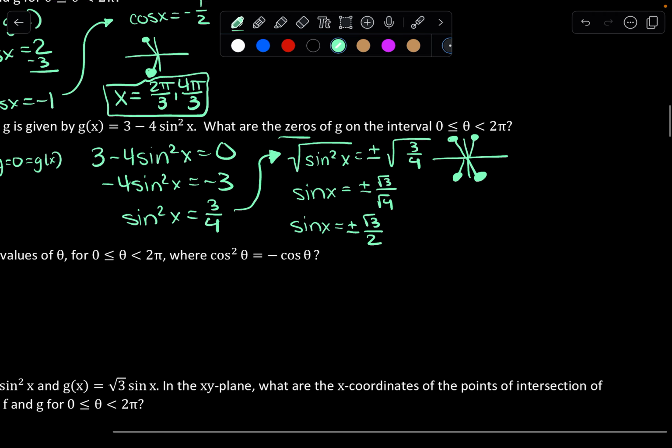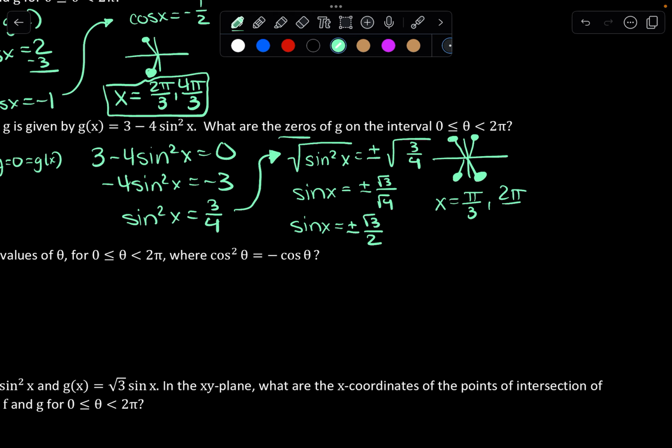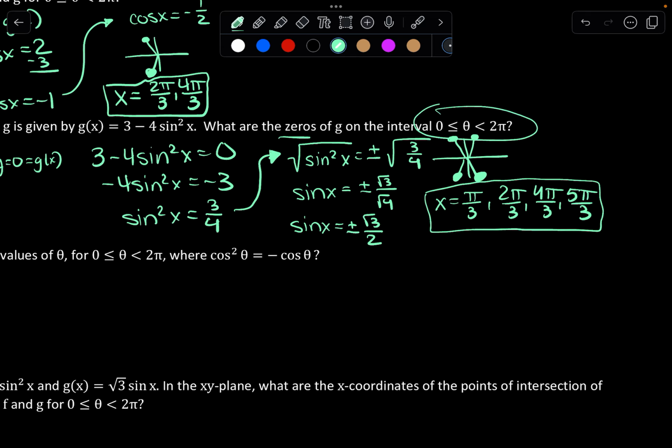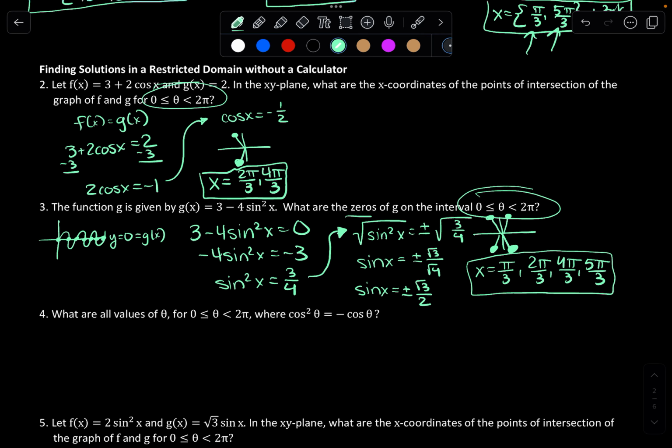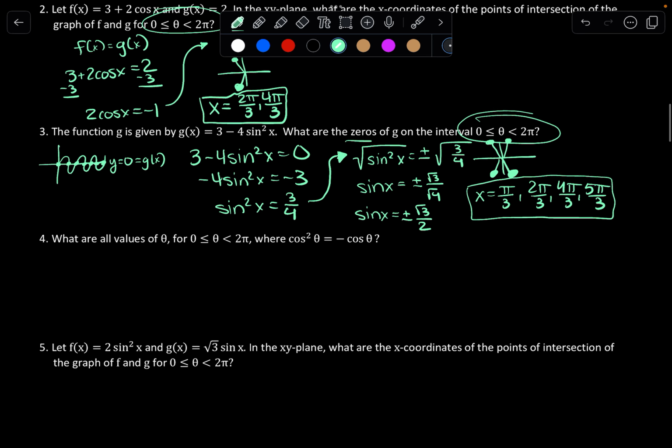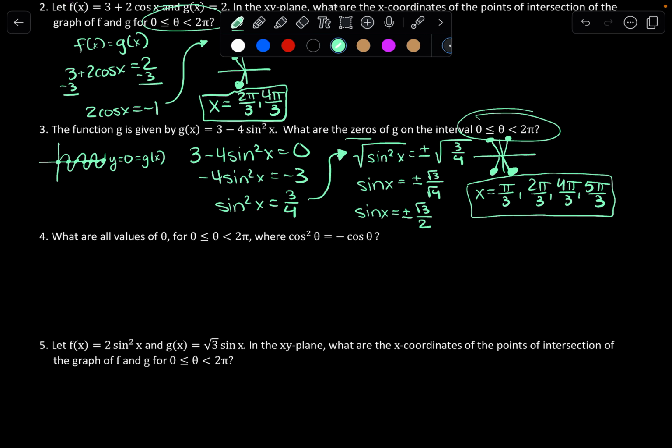And this will be the family of 3s. So I have x is equal to pi over 3, 2 pi over 3, 4 pi over 3, 5 pi over 3. And I'm not including a 2 pi k because I only want solutions from 0 to 2 pi. Okay, same thing up here. I only want solutions from 0 to 2 pi. So no 2 pi k, restricted solutions.